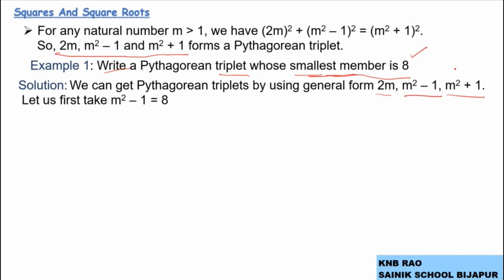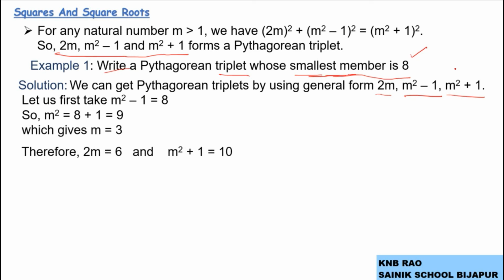Let us take firstly m square minus 1 as 8. Now if m square minus 1 is 8, then m square should be 9 and m should be 3, which gives, if m is 3, then the rest of the Pythagorean triplets are 2 into 3, 6, and 3 square is 9, 9 plus 1 is 10.